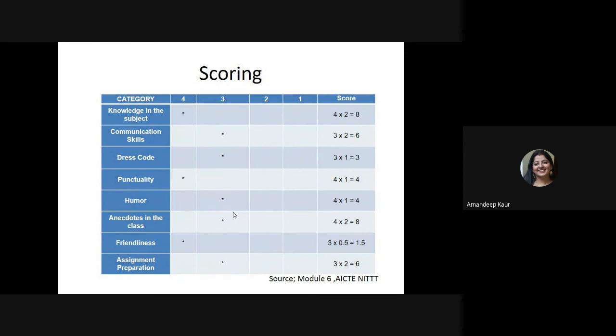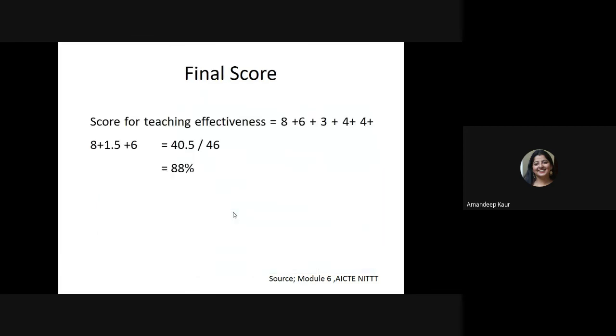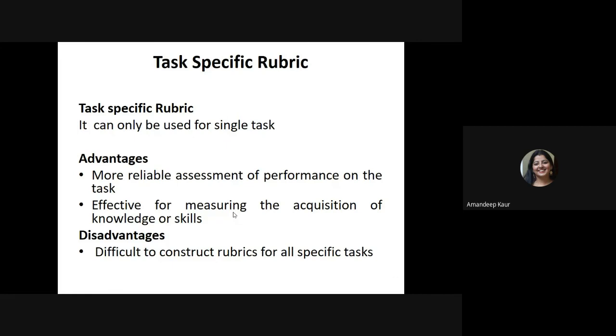Knowledge weightage 2, maybe the faculty has updated information about the content. So the head of department simply ticks 4, and 4 into 2 is 8. Likewise, we will calculate the score of the teacher in terms of teaching effectiveness. So the final teaching effectiveness score for a given faculty is 88%. Another is the task specific rubric. It can only be used for a single task.